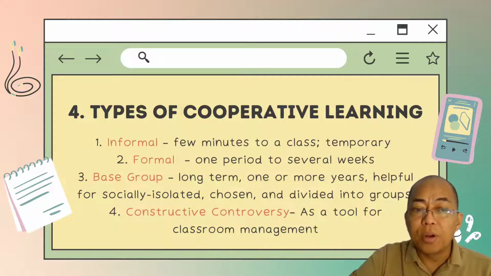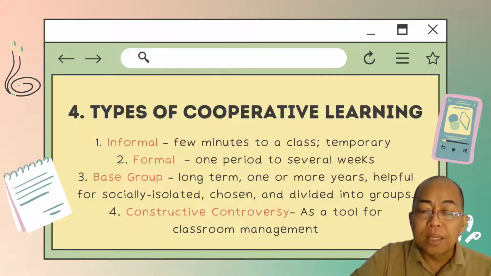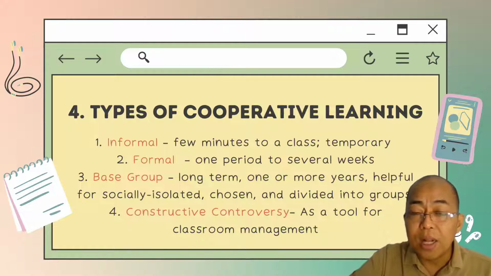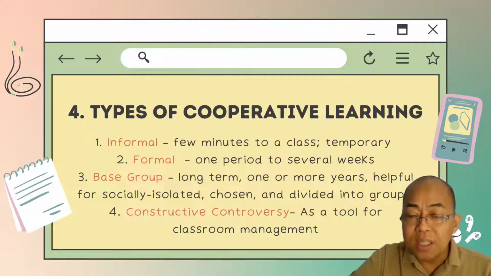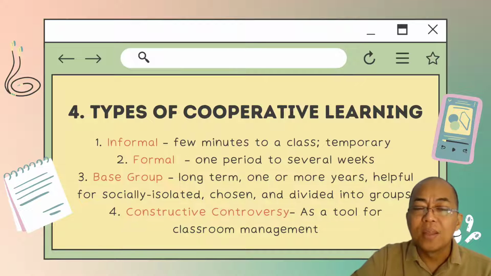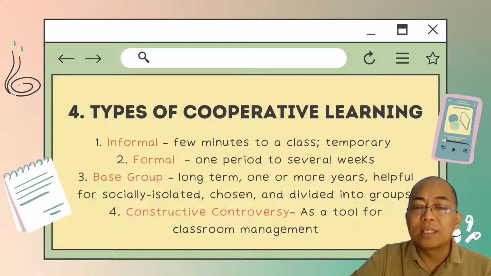Number four, monitor the functioning of the learning groups and intervene if necessary. So in formal cooperative learning, after giving the materials for the group to study and discuss, the teacher roams around, supervises the whole activity, and whenever necessary, intervenes to clarify some of the misconceptions. And finally, evaluate students' performance.